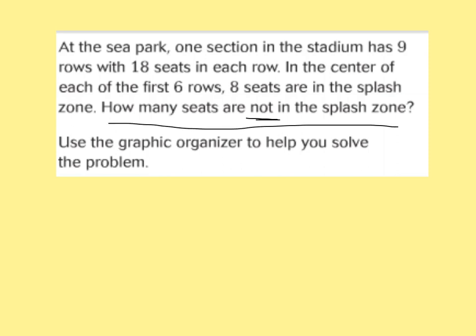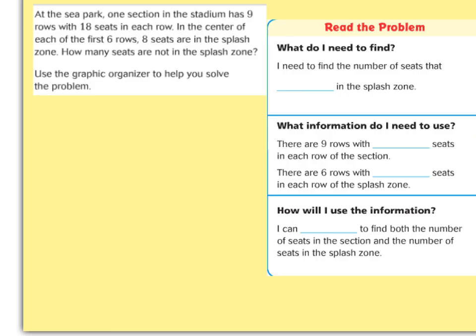We're going to be making a graphic organizer to help us solve this problem. Okay, the first thing we'll need to do is to think about the problem we just read. What do I need to find out? I need to find the number of seats that are not in the splash zone. And what information am I going to use? Well, I'm going to go back to the problem.